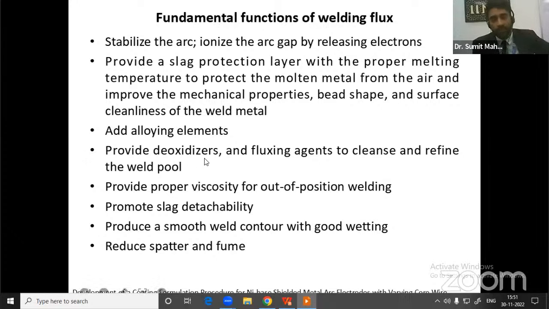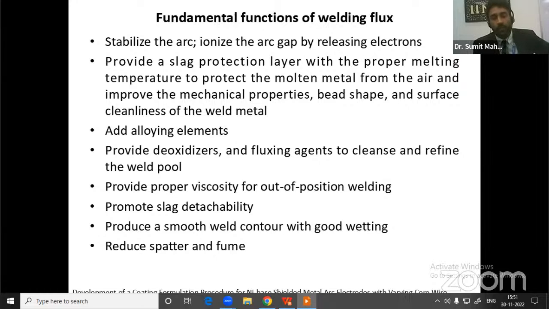These coatings also provide deoxidizers. Deoxidizers are used to clean the weld. When the welds are clean, the weld quality will improve. This also provides proper viscosity for out-of-position welding, because there are different welding positions: horizontal, vertical, or overhead welding.